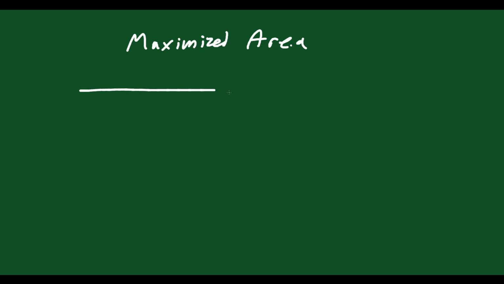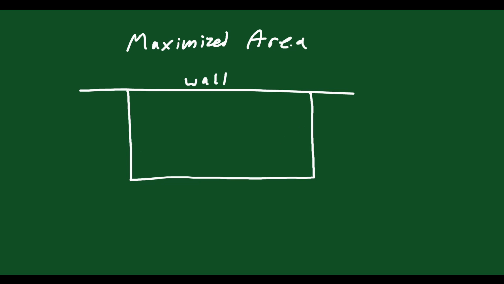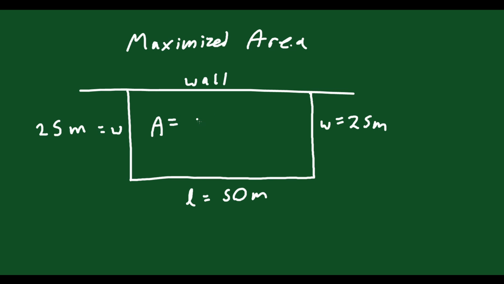So, just as a final answer, your maximized area is going to look something like this. You have your wall, you have your fence like this. This width over here is 25 meters. Over here as well, your width is 25 meters. You have a length here of 50 meters. Sure enough, those all add up to 100, right? 25 plus 50 plus 25 adds up to 100, and that gives you a maximum area of 1,250 meters square. And that's your final answer.